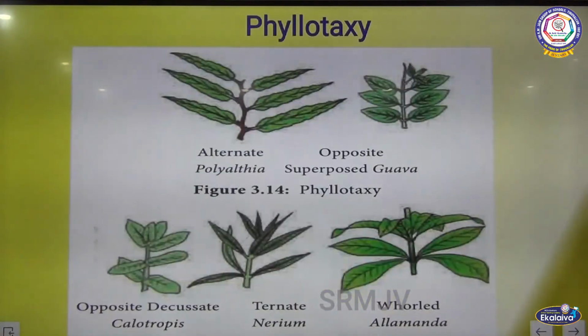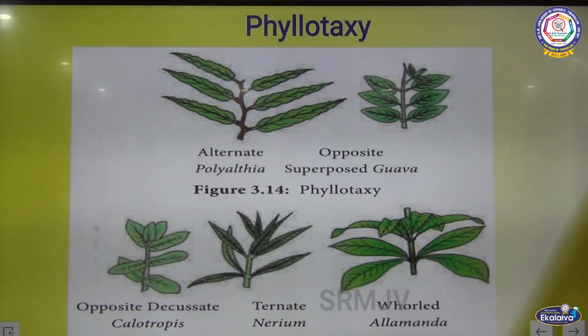Now, when you say the leaves are arranged on the stem, we said that the leaf arises at a point called a node, and based on the arrangement of the leaves, there are 4 different forms, which we call phyllotaxy.